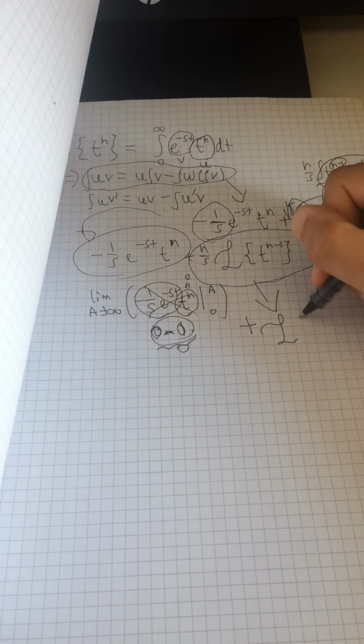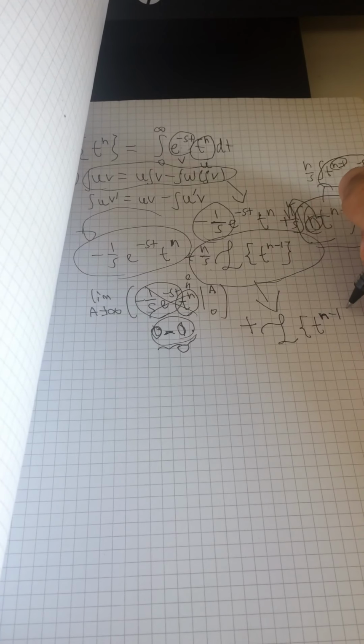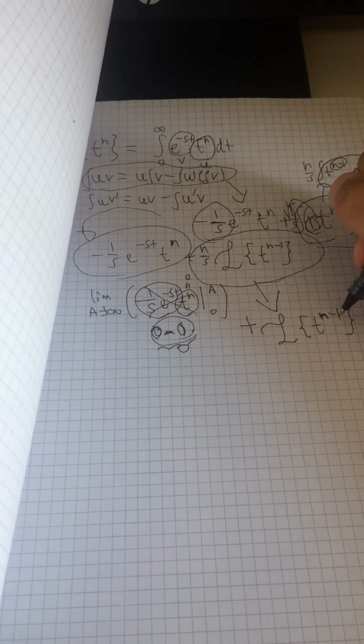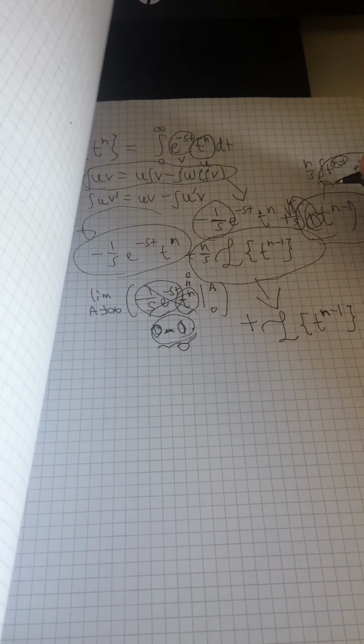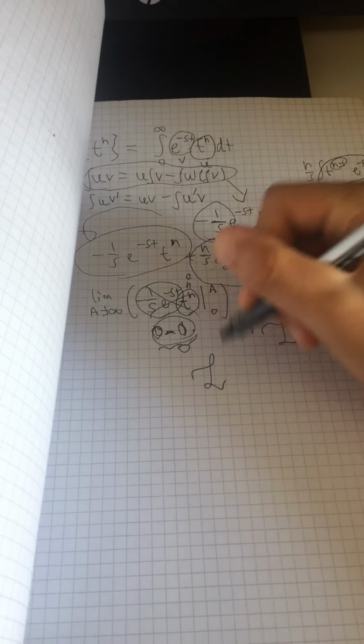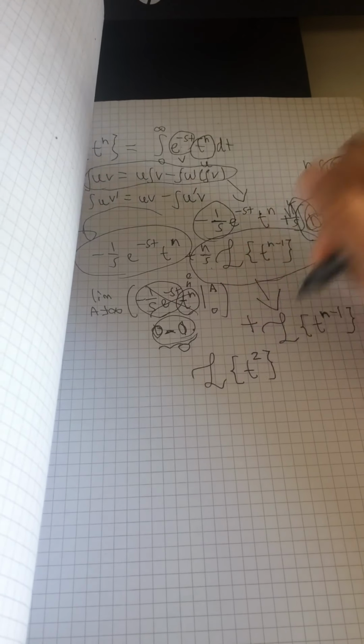And what is that? Well, n is not some crazy little thing. It's a number, right? All we need to do is just choose a number. So I'm just going to say, okay, I want to find t to the power of 2, t squared.